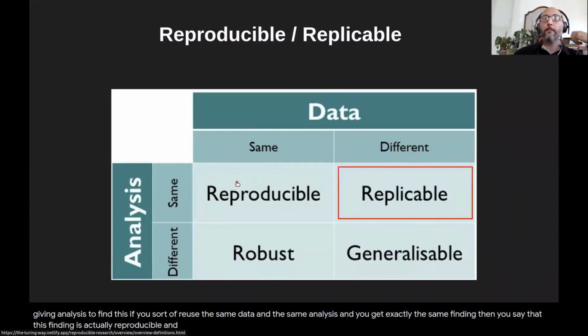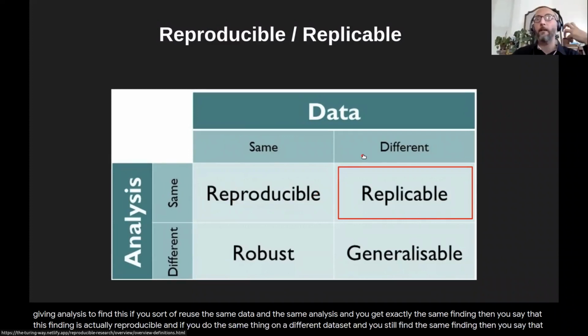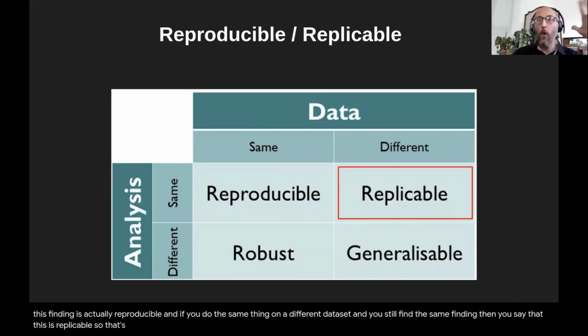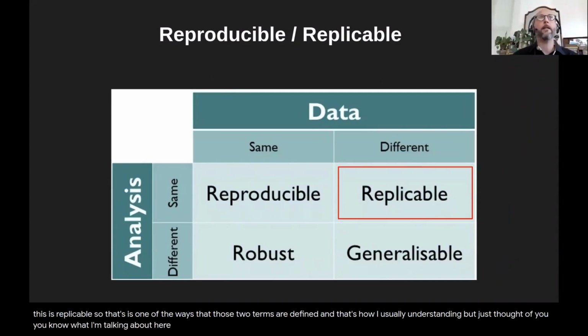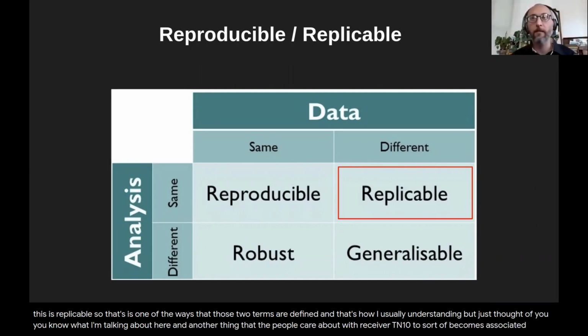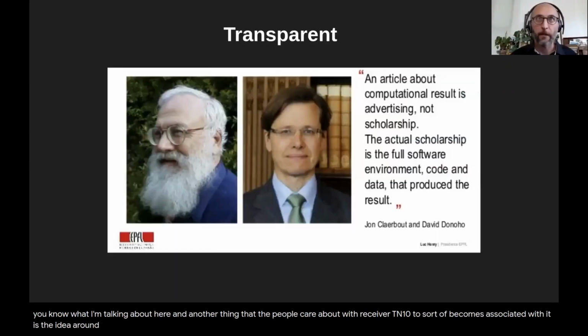And if you do the same thing on a different data set and you still find the same finding, then you say that this is replicable. So that is one of the ways that those two terms are defined, and that's how I usually understand them, but just so you know what I'm talking about here. And another thing that usually comes associated with reproducibility and replicability is the idea around transparency.